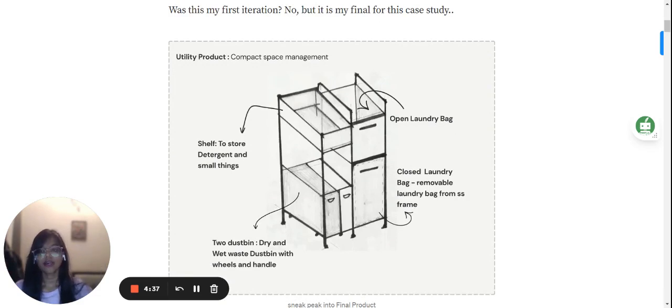So what I try to do here is something very basic but that helps a lot. It's the space constraint. We always have a space constraint in the utility. So to solve that, we have so many elements like detergents, dustbins, and the laundry. I try to compact them into one space, in one rack.